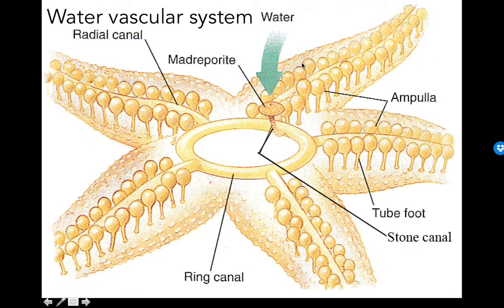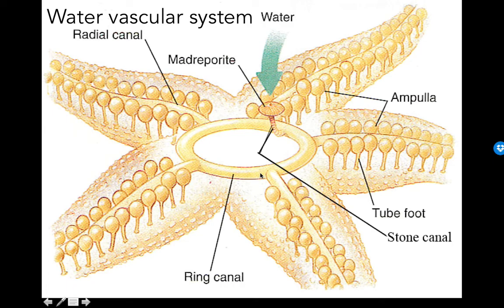So another thing that distinguishes members of the Echinodermata is they have this water vascular system. They don't have blood per se, but they can bring in water and have sort of like a hydraulic system of moving around. So water enters through this structure called a sieve plate or madreporite. The madreporite leads through this structure called a stone canal into a channel that is ring-shaped, so it has the clever name of ring canal.